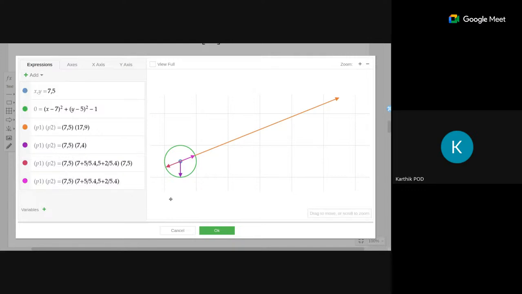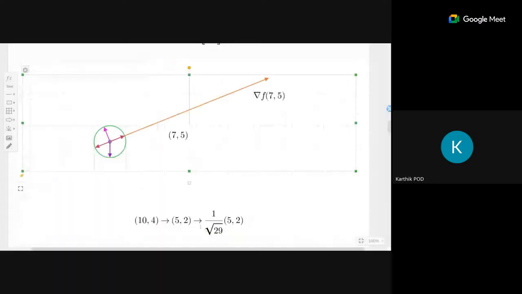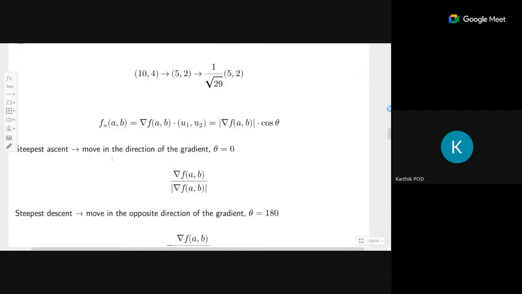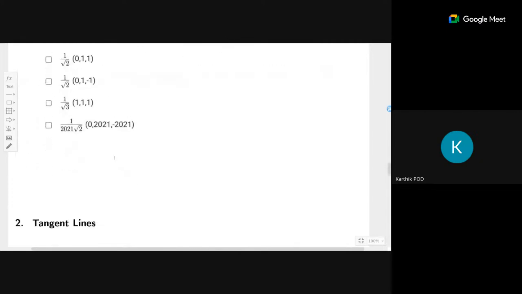So we have taken this, (-2, 5). Okay, this is a unit vector. What we have drawn, this pink one, is a direction that is perpendicular to the gradient. Along this direction, the directional derivative is zero, right?